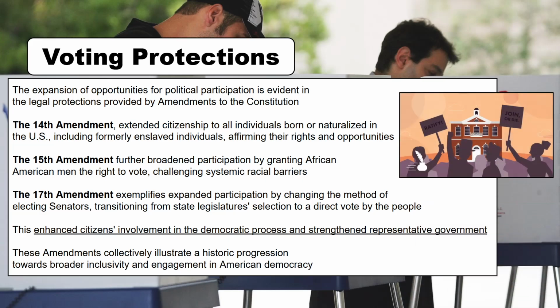So you'll see voting protections, and we'll start building your amendment knowledge, because the expansion of voting rights in America didn't happen at once. It happened in waves or through tiers, usually after major political struggles.